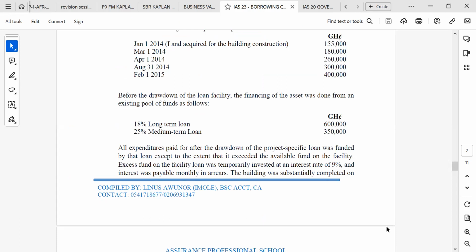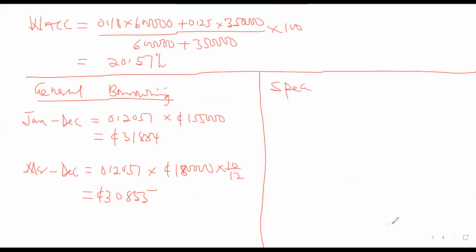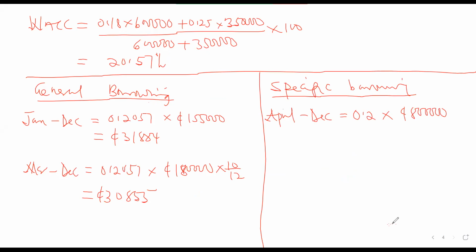No. So we now come to the specific borrowing. Let's come to the borrowing cost for the specific borrowing. Whether we have used all the amount or not, since we have taken the loan for this particular one, the interest will be charged on the full amount. So April to December, that will be 0.2 times 800,000 multiplied by how many months? Would that be 9 over 12? Yes. Okay. How much are we getting?